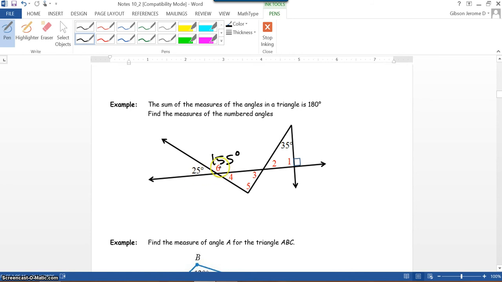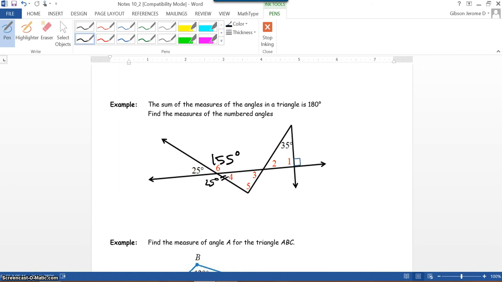Now if we look here at angle 6 and 4, they form a straight angle. 155 here, so then that means that angle 4 would be 25 degrees. Now I'm just going to write it over here to the side because I don't have enough room. So angle 4 is 25 degrees. Okay, now what we do next is this here.